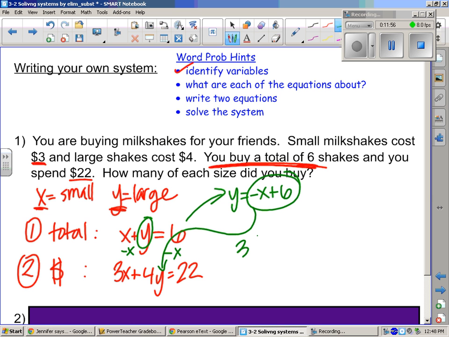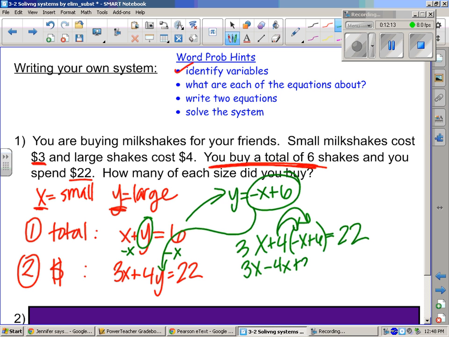So I'll set that up. 3x plus 4, and my whole y is represented by that new equation. Nice parentheses. Thank you. Equals 22. I need to distribute. That's why I need those parentheses. I get 3x minus 4x plus 24 is equal to 22. I'm going to simplify on this side. I've got negative x plus 24 equals 22. Subtract 24. I didn't leave us enough space, did I? Okay, negative x equals negative 2, therefore x equals 2.